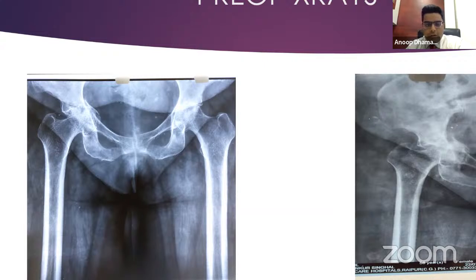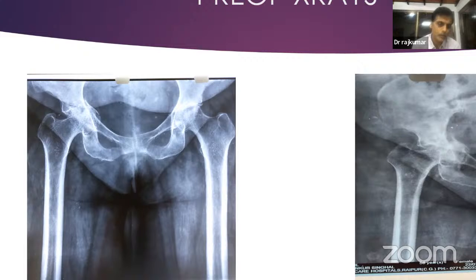Sir, what is your idea? A couple of things. See, it's not a very simple thing. I've seen this in rheumatoid. This is very, very common. Okay.